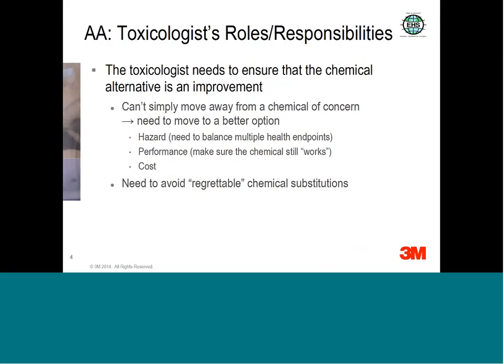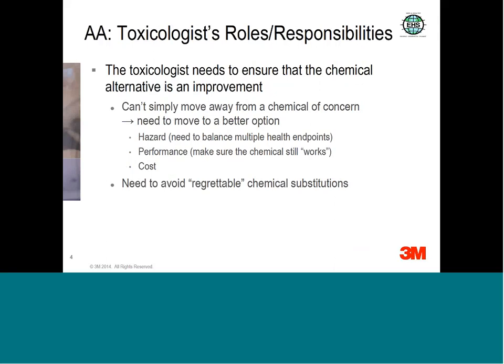And things that we need to consider, especially hazard, we need to balance multiple health endpoints. If you go back, Cal had a very nice slide, slide number 13 in her presentation, that looks at the different endpoints. You get rid of one health hazard, maybe, or reduce that health hazard, but add another one or add two others by substitution of chemicals and using alternatives. So we have to be very, very careful about that.